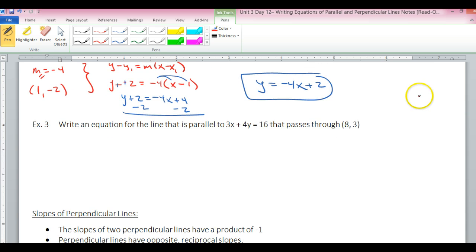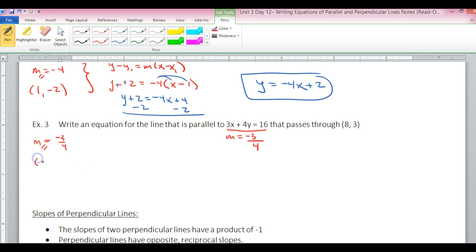Write an equation for a line that is parallel to 3x + 4y = 16 and passes through the point (8, 3). Well, first thing I need from this line, I need to be parallel to it, so I know I need a slope that's equal to it. So I use the opposite of a over b to figure that slope out. If a is 3, the opposite is negative 3, over b is 4. So if the slope of this line is negative 3/4, the slope of a line parallel will be negative 3/4.